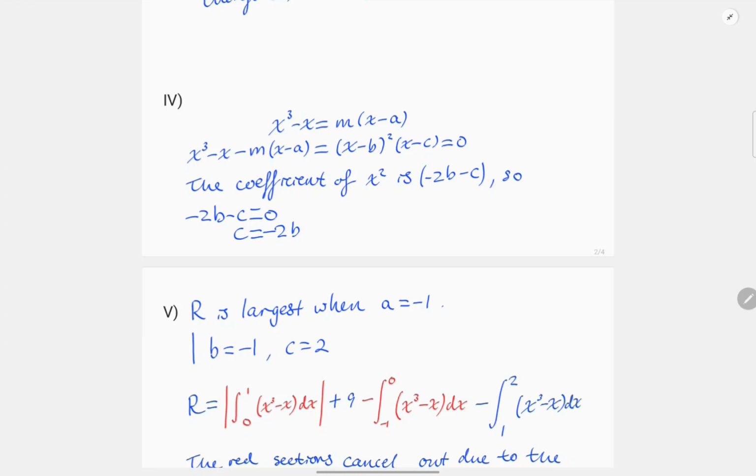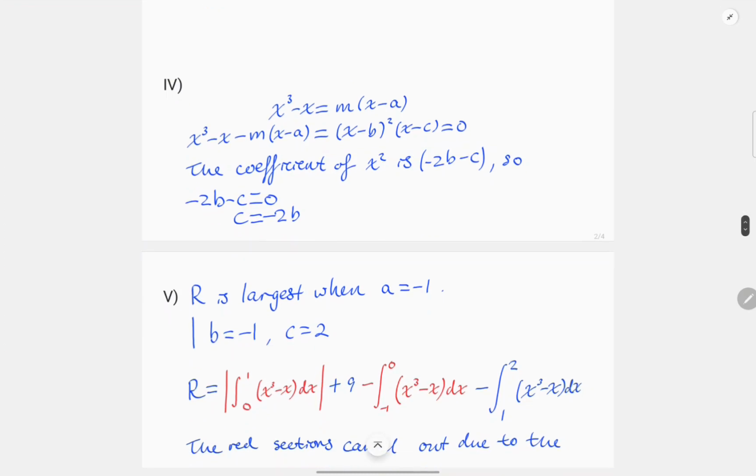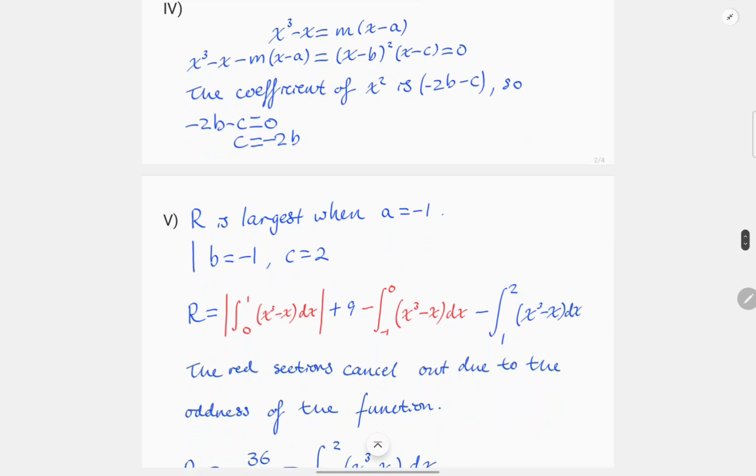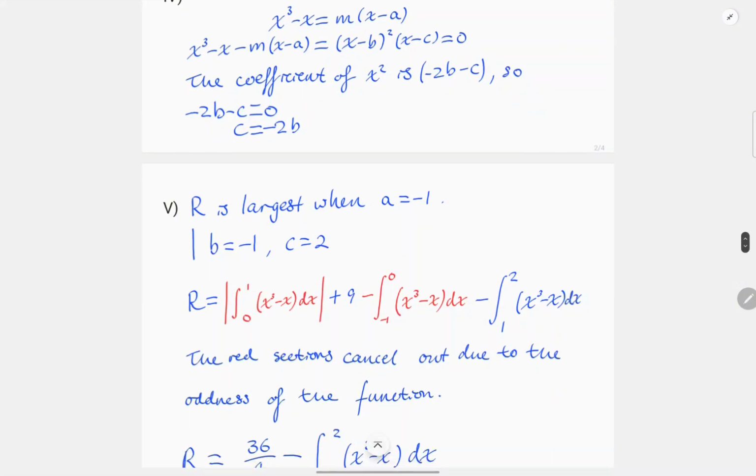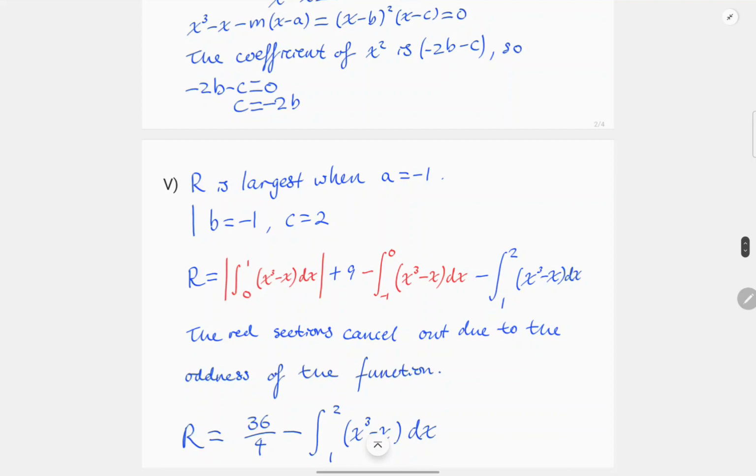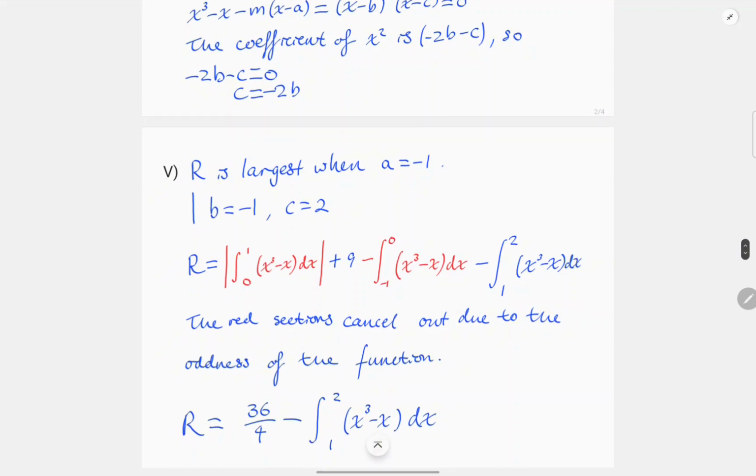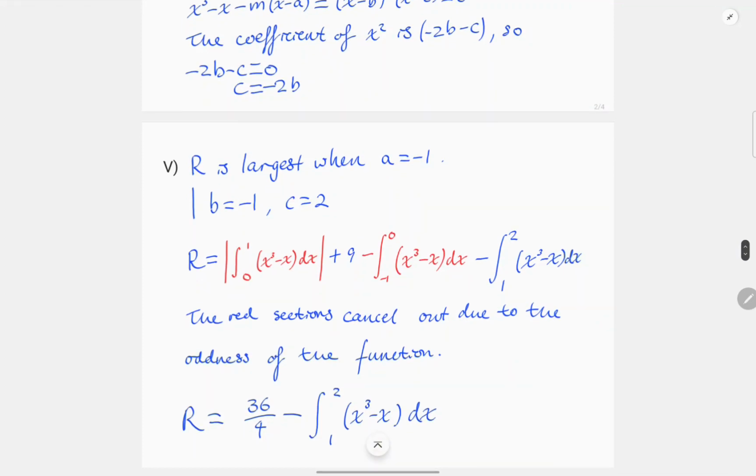Now, as this function is odd, seeing as all powers of x are odd, the red sections can cancel out because an odd function is rotationally symmetrical about the origin. We therefore have R equals 36/4 minus the integral between 2 and 1 of x cubed minus x with respect to x. I've written 9 as 36 over 4 because that will come in handy shortly.